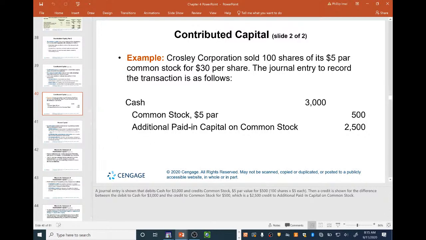Then what we want to do on the credit side of it, we want to credit common stock for the par amount, right? So 100 shares times $5 is 500, and then everything over it is additional paid-in capital, right?